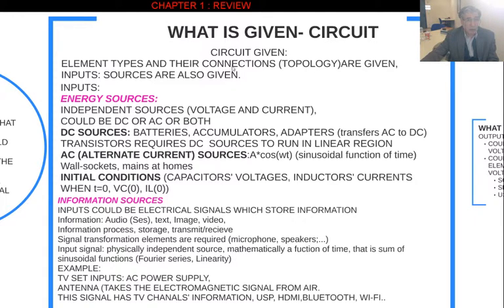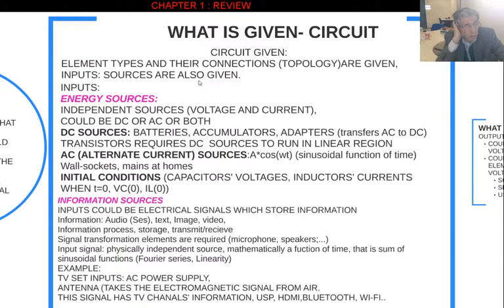And then the input must also be given to you. That means which energy source we're going to connect to this. This source must be given to us. So when we say the inputs are given to you, we've got to explain what these inputs are. These inputs could be energy sources or could be information sources.